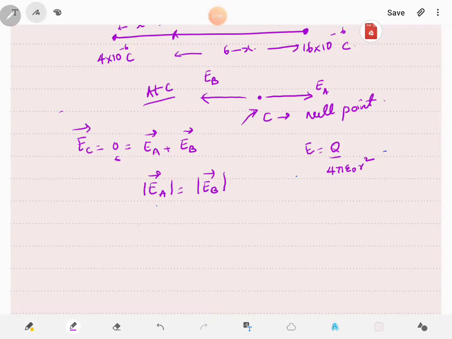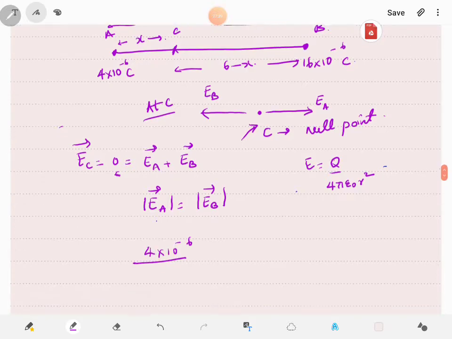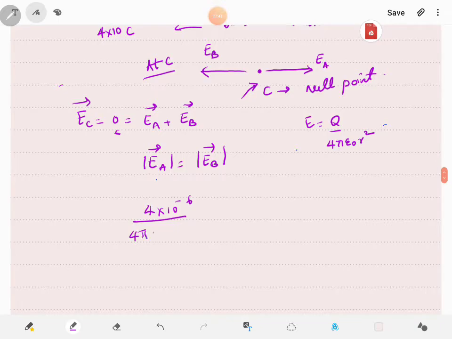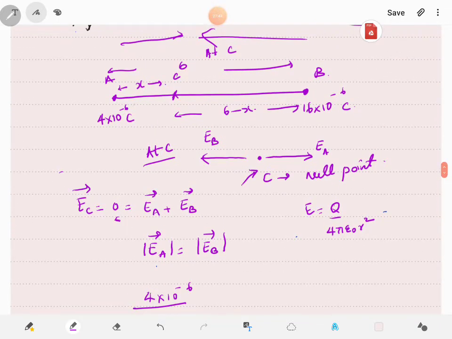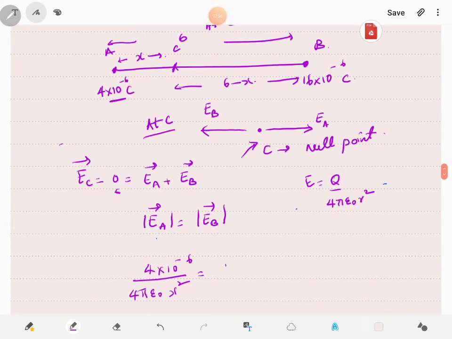So therefore, charge at A, what is charge at A? It is 4 into 10 power minus 6 divided by 4 pi epsilon naught. The distance in this case is x. So therefore, this is going to be x square. So electric field will be equal to, charge at B is going to be 16 into 10 power minus 6 Coulomb divided by 4 pi epsilon naught. The distance between them is 6 minus x the whole square.